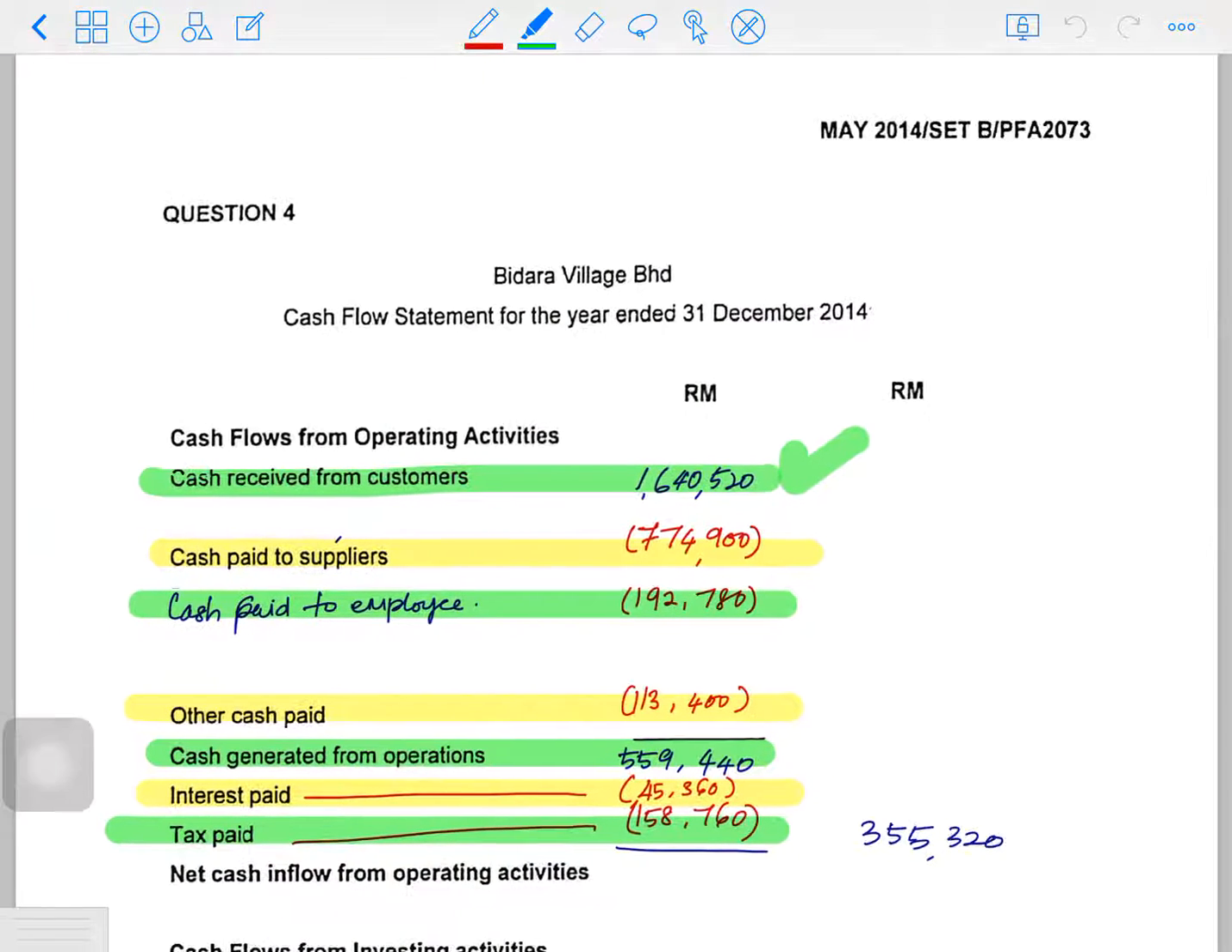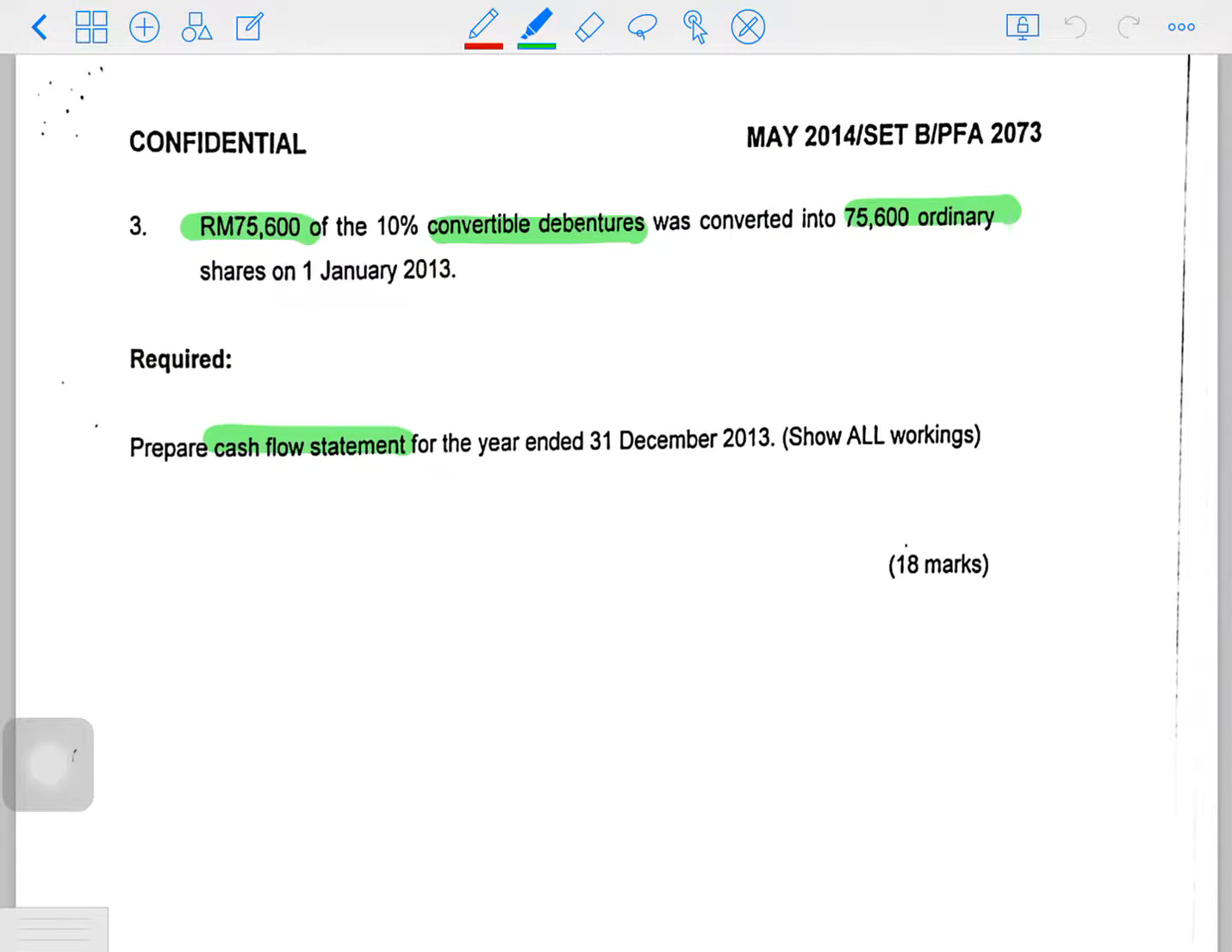Jadi kita akan masuk sini other cash payment. Other cash payment, 11340. Okay, other cash payment. Kita tengok one by one. Lepas tu kita ada apa? Loss on sales kita dah deal tadi. Loss on sales motor vehicle. And then interest expense. Interest expense kita tak deal lagi kan.